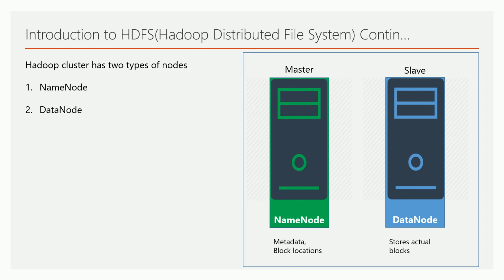Before starting with how the write operation works in HDFS, we'll try to understand two main things in a Hadoop cluster. A Hadoop cluster has two types of nodes: one is a master node, and another is a slave node. The master node contains the name node, and the data nodes are called slave nodes.